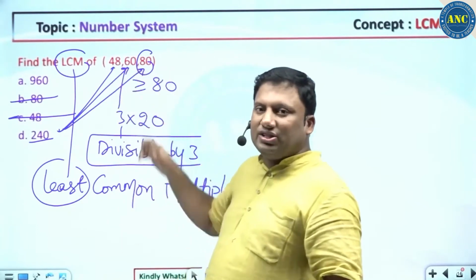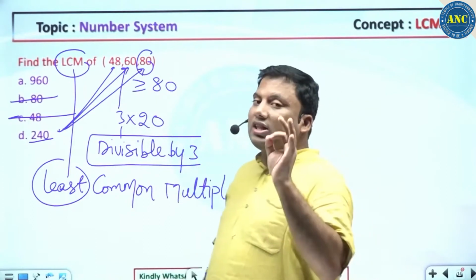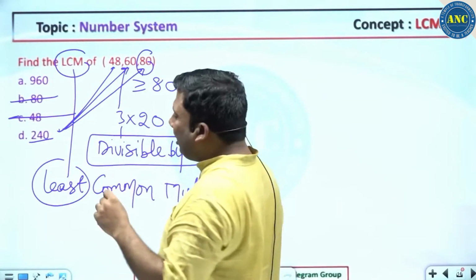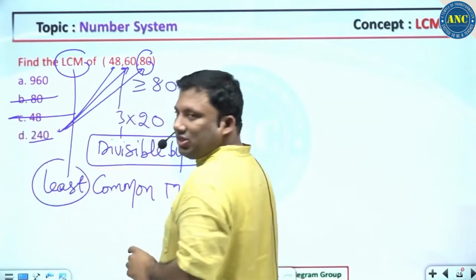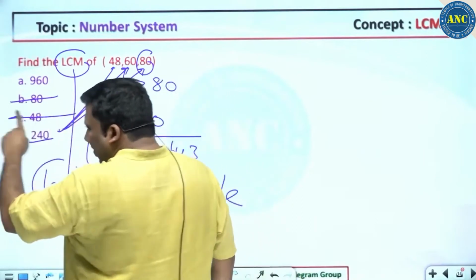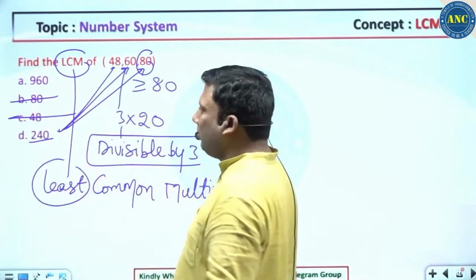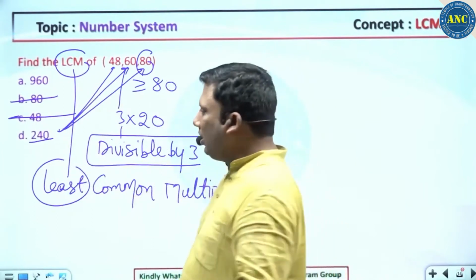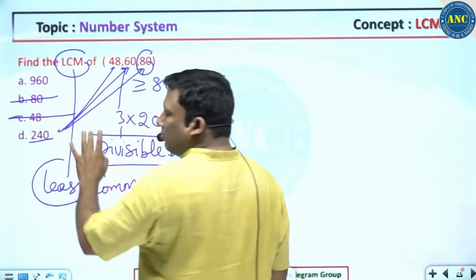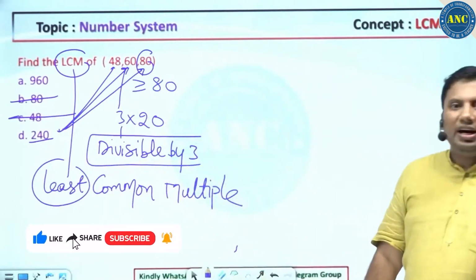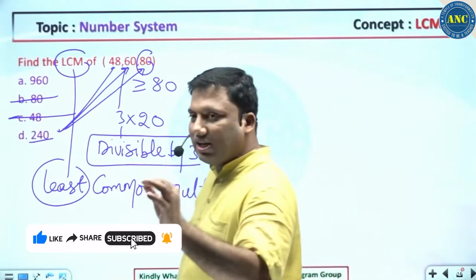48, 60 and 80. Again I am repeating. What are all the concepts which I discussed? The answer should be greater than or equal to 80. 48 is out. 60 is divisible by 3. 80, the sum of the digits is not divisible. The definition of LCM is least common multiple. Take the smallest number. The smallest is 240.